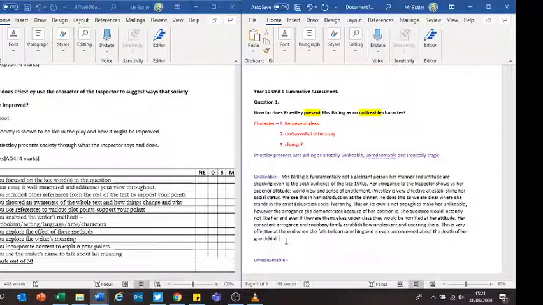But I think straight away you should be able to think of a key quote from Mrs. Birling, and now obviously you've got the copy that I've sent you. So you should be able to look up quotes yourself, or just Google Mrs. Birling key quotes.